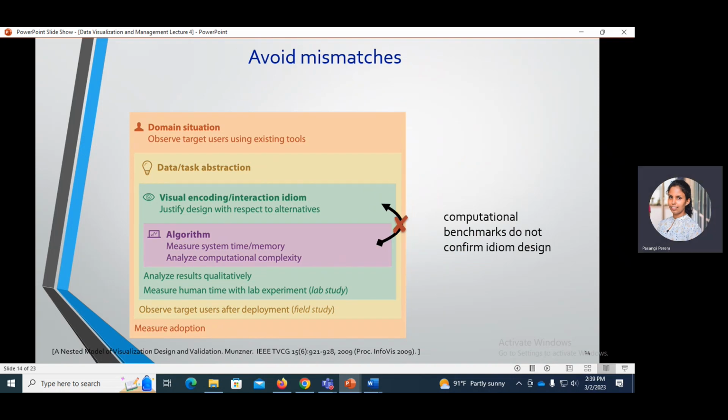Okay, so let's move to avoiding mismatches as well. For the domain situation, as with the previous one, we have observed target users using existing tools. For the data abstraction and task abstraction, that is there, and the visual encoding or interaction idioms are also there, to justify design with respect to alternatives.